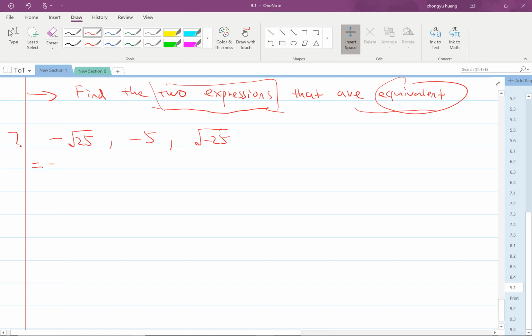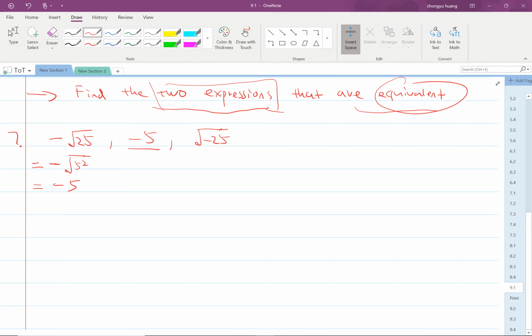The first one we have a negative. As everyone knows, 25 is equal to 5 squared, right? I think at this point you should understand how to solve this. For the square root, you can just write down the final solution as negative 5. And looking at the second one, we don't need to do anything because it's already in the simplest form, which is negative 5.